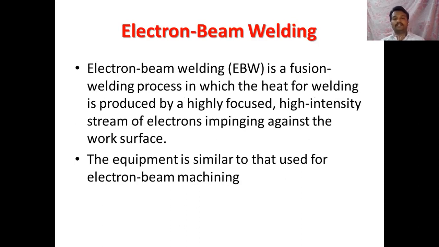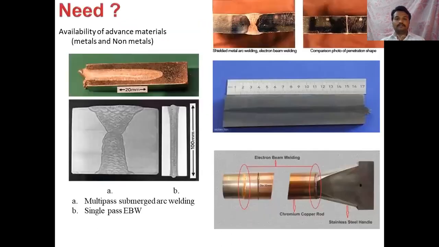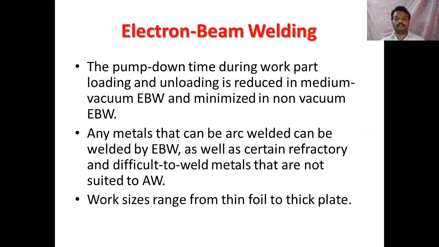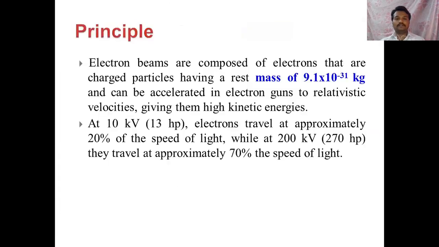So electron beam welding is a fusion welding process in which the heat for the welding is produced by a highly focused beam of electrons. We have discussed all these things earlier.